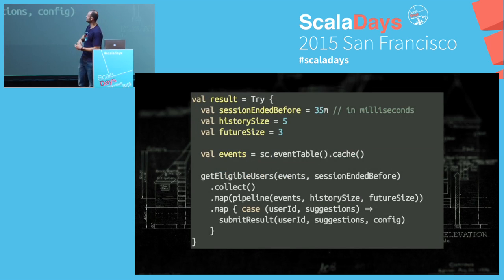So every 35 minutes, we look at 5 previous exercises that the user has done, and we'll attempt to predict 3 future events. So what should the user do essentially tomorrow, in the next session after that, and the session after that. And the job is actually really simple. We'll get all the eligible users, which ones should we predict this for, and then we'll apply this pipeline to all those users. For those where we have results, we will submit the results to our application.